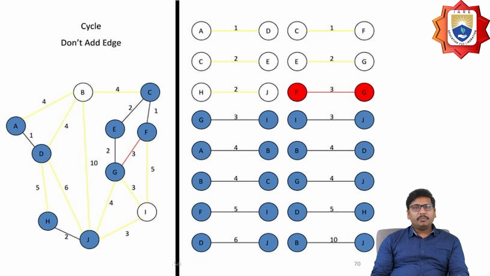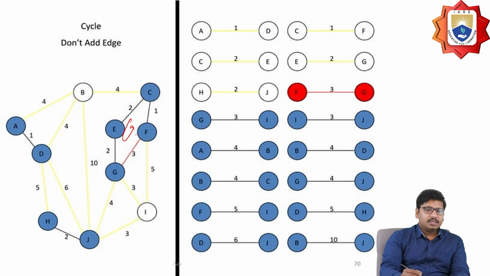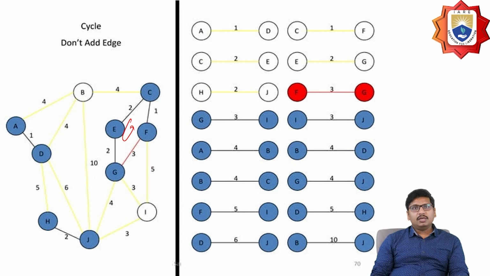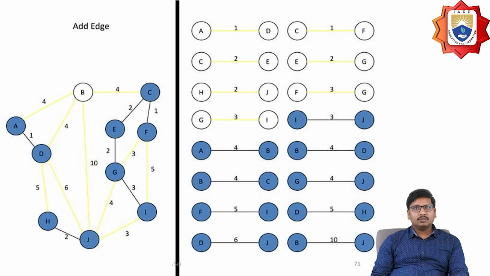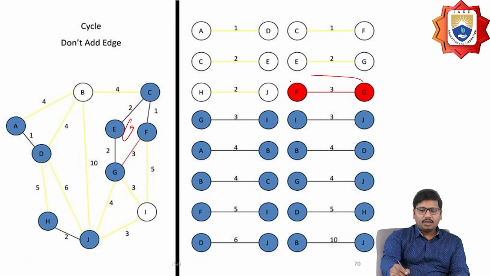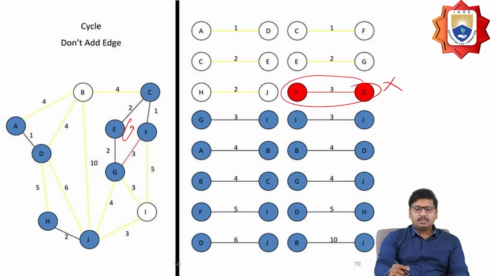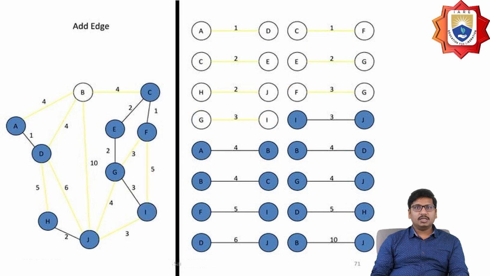While forming this FG, I'm going to get a cycle here. So that's why this edge is going to be eliminated. That means we should not consider this edge. So the next one is GI. This edge is not to be considered. And the next one we have to see is GI, so GI is going to be considered here.